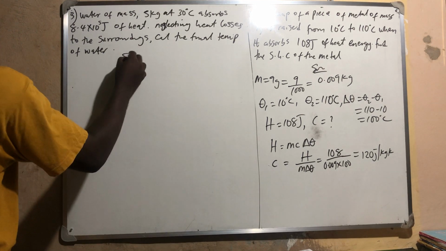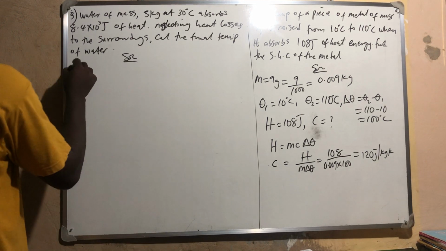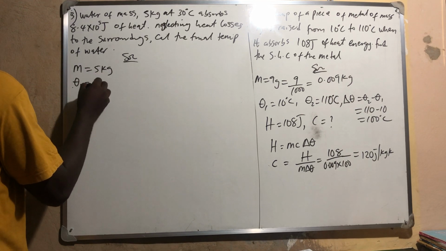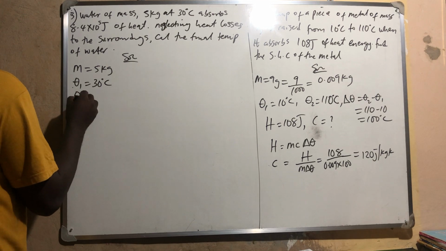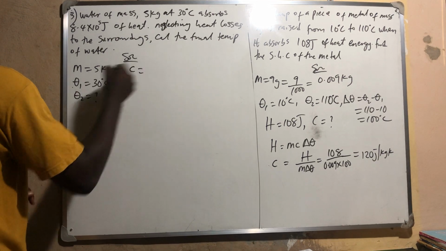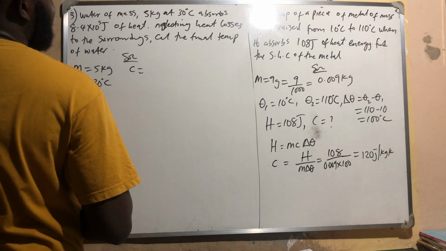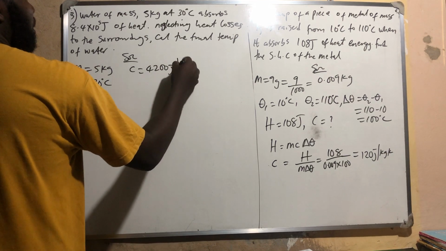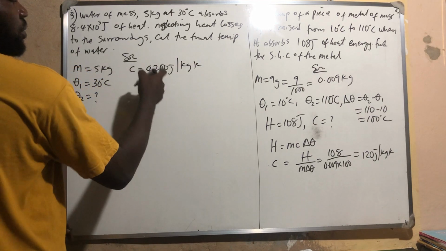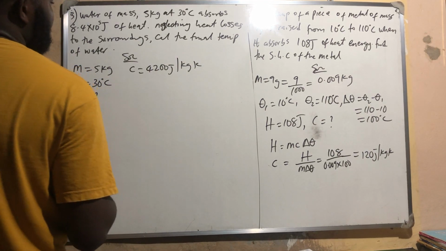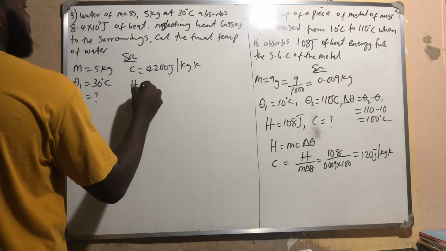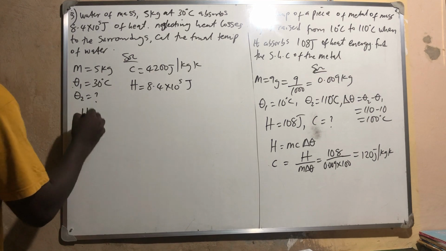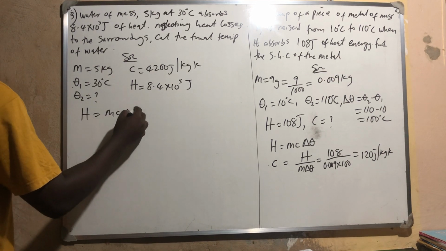Solution. Now, what did they give me? They gave me the mass of water, which is 5 kg. They gave me theta 1, which is 30 degrees Celsius, and they say I should find theta 2. My C, whether you are given it or not, you should know that the specific heat capacity of water is 4,200 joule per kg per Kelvin. Please note this. Then they gave me the heat absorbed, 8.4 times 10 raised to power 5 joules. I know that my H is equal to MC change in temperature.